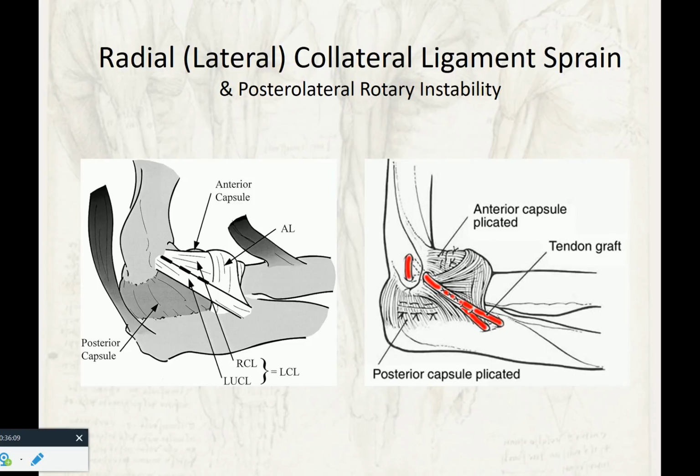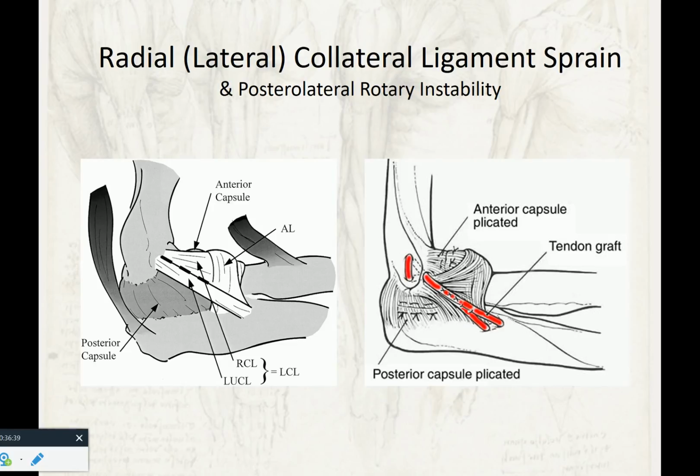So what does that look like? If we look at the picture on the left here, you can see the anterior joint capsule, the annular ligament, which is part of this lateral collateral ligament complex, and then the LCL, which is made up of the radial collateral ligament and the lateral ulnar collateral ligament. The picture on the left depicts just normal anatomy, and the picture on the right depicts how they would reconstruct this, and we've highlighted this in red.